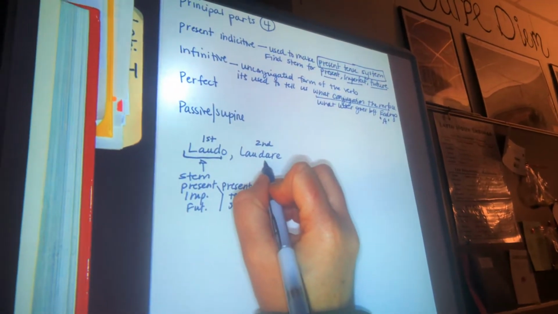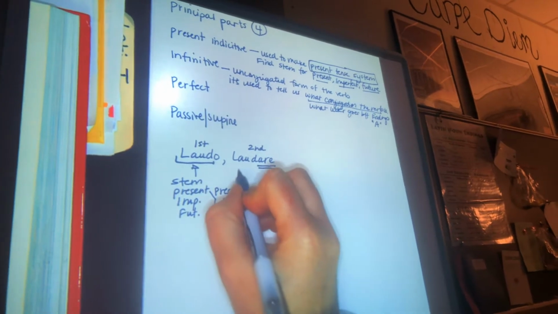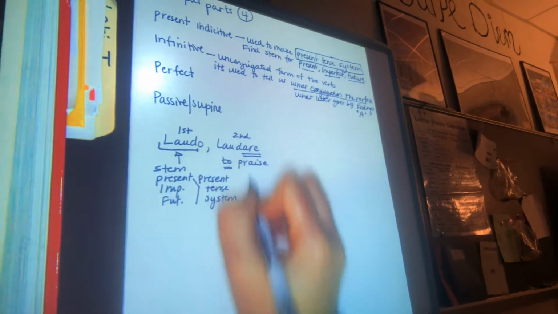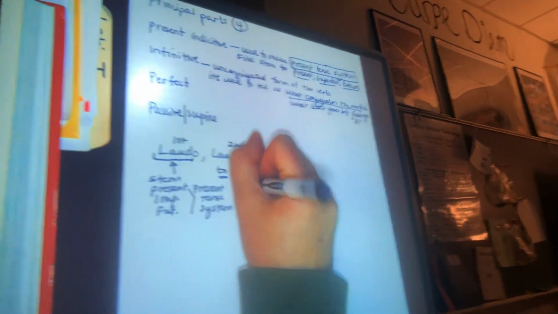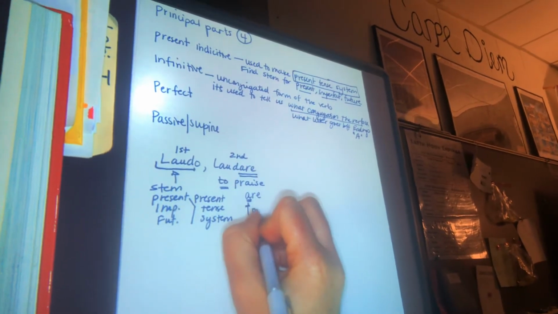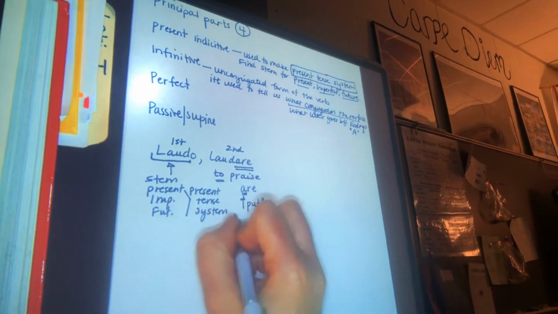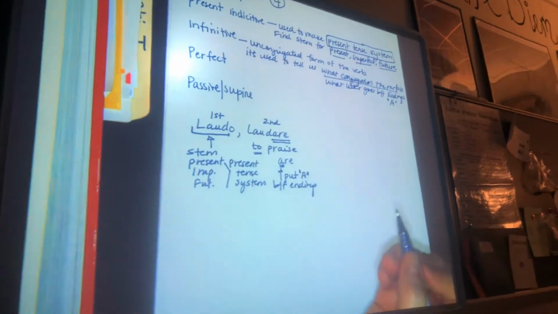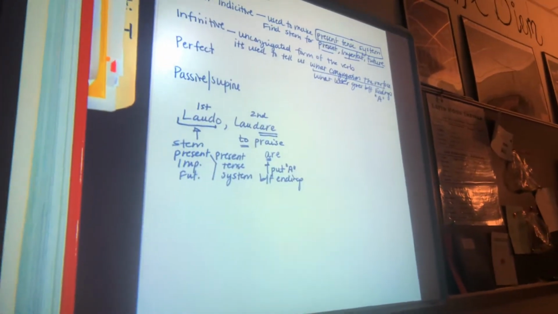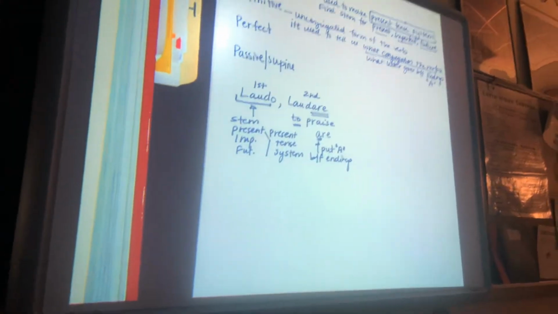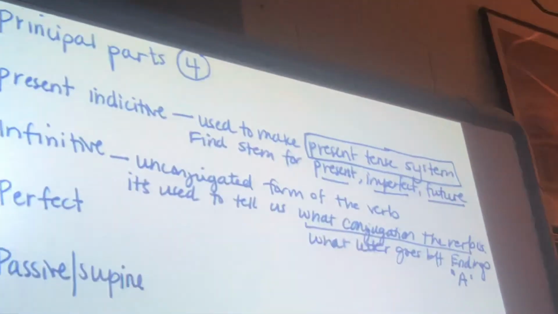That makes up the present tense system. Laudare is an infinitive, A-R-E, to praise, right? It's unconjugated. And this A, in the A-R-E, that A tells you to put an A before your endings. Okay, the A shows that this is a first conjugation verb. So these are the 2 that we've used already. Okay, you just didn't know necessarily that they were called first principal part and second principal part.